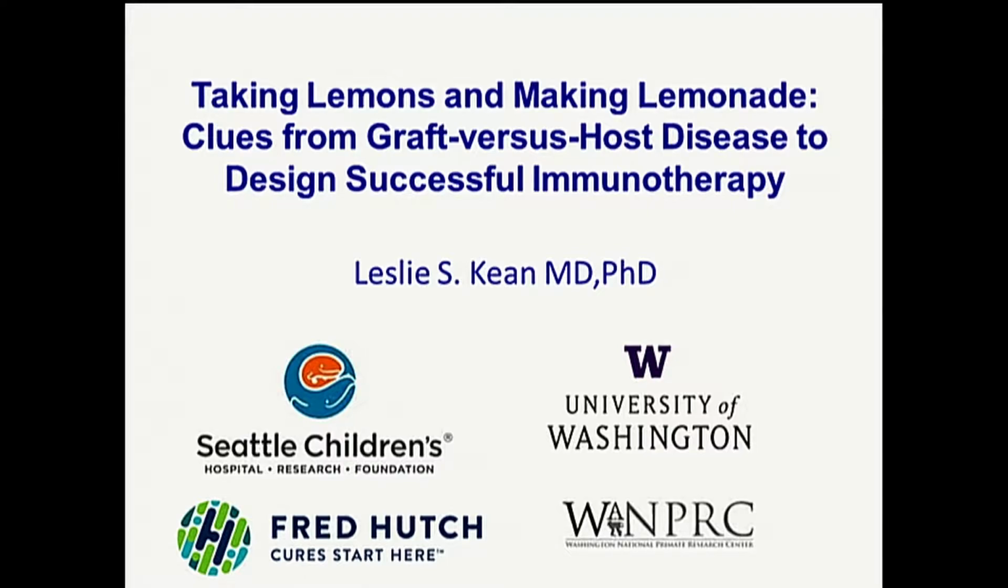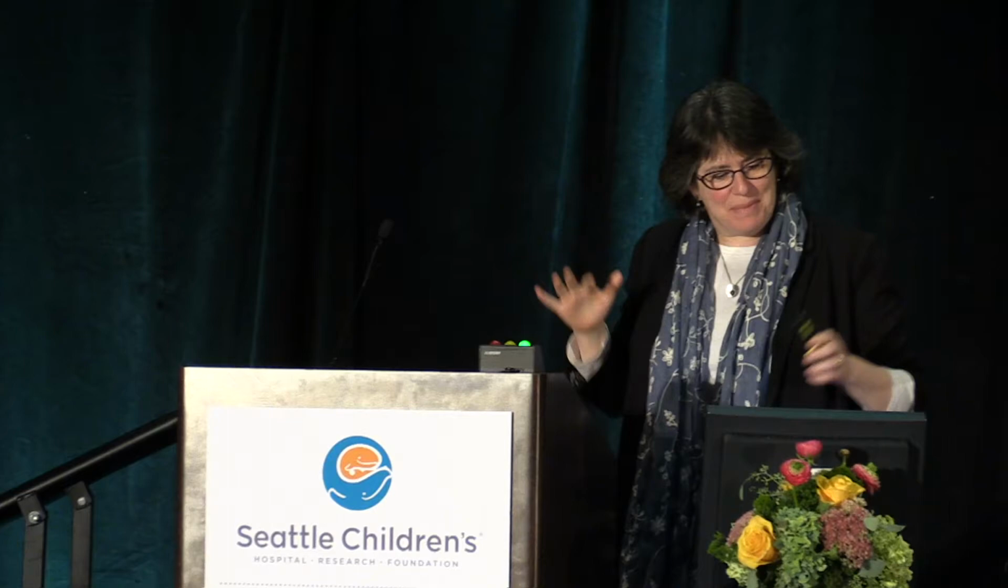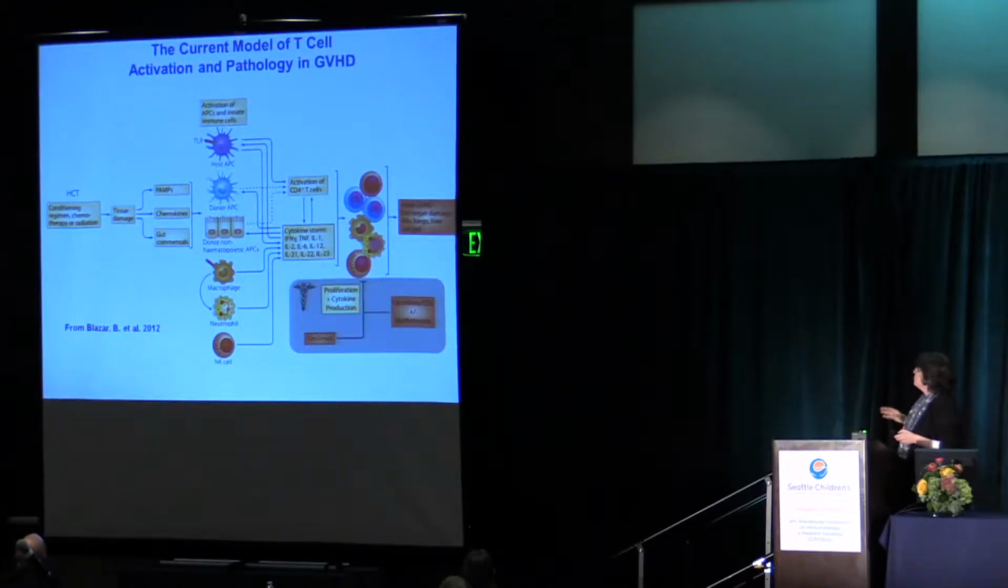I changed my talk title a little bit today and decided to call it Taking Lemons and Making Lemonade: Clues from Graft-Versus-Host Disease to Design Successful Immunotherapy. What I'm going to show you today is a lot of the work we've done trying to identify the mechanisms that cause T cells to induce GvHD in our patients and what this can teach us for immunotherapy.